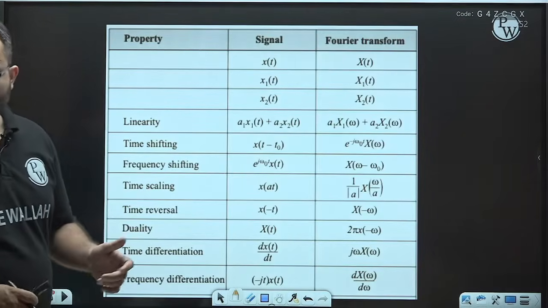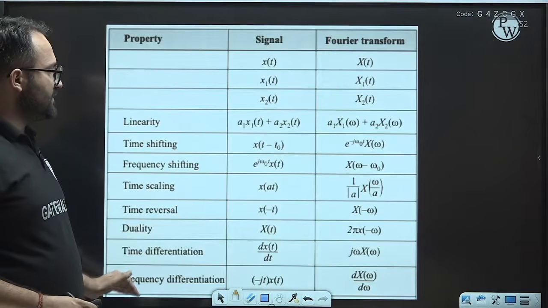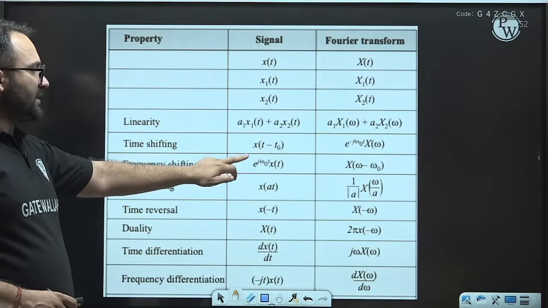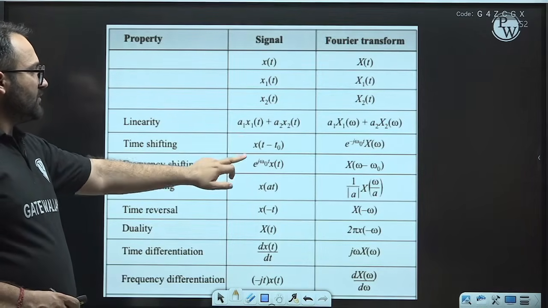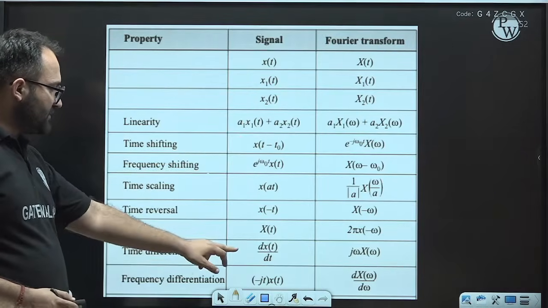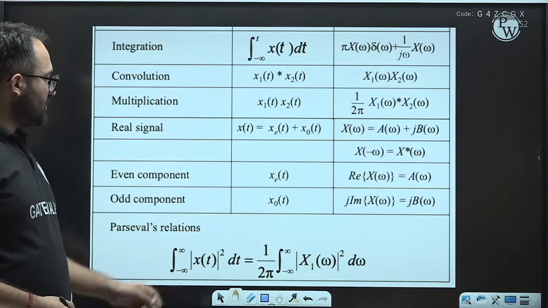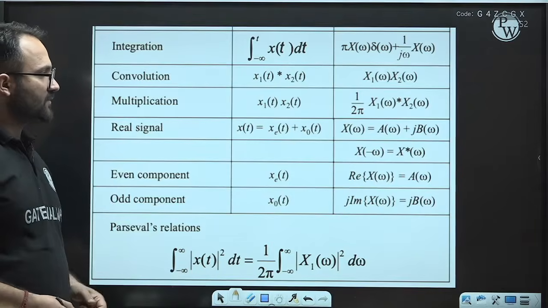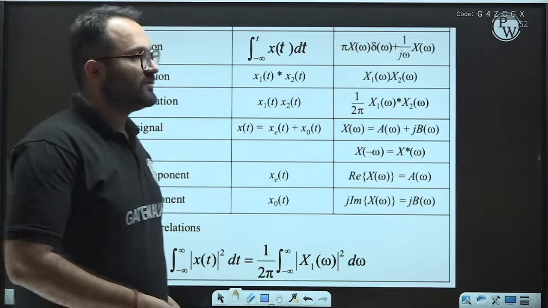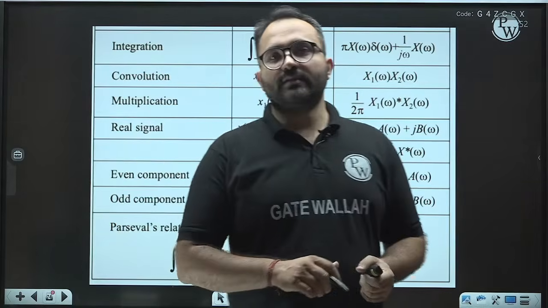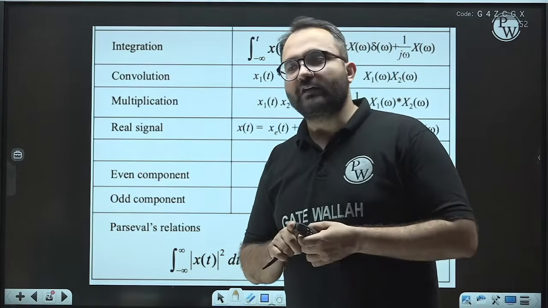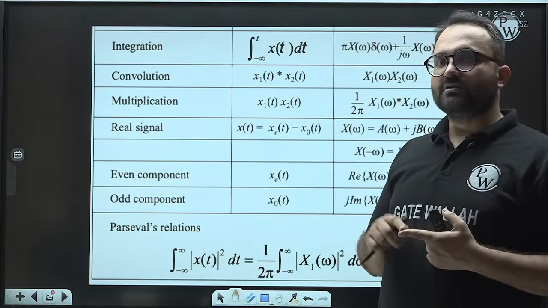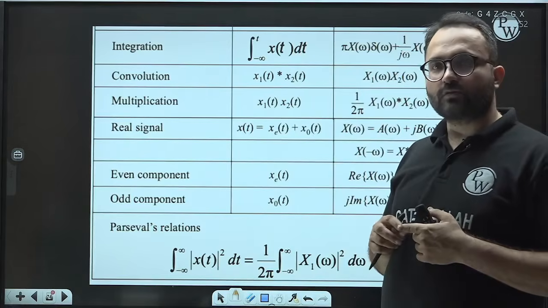These are all the properties that I have clubbed together for revision: time scaling property, time shifting property, frequency shifting property, okay, differentiation, integration, all these properties are there. Okay, so from here you can revise all the properties. So in this part we have completed the Fourier transform of some major important signals. The properties of Fourier transform are also completed.